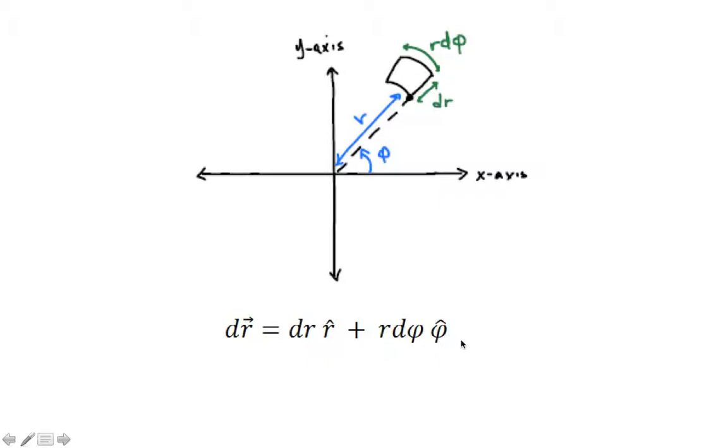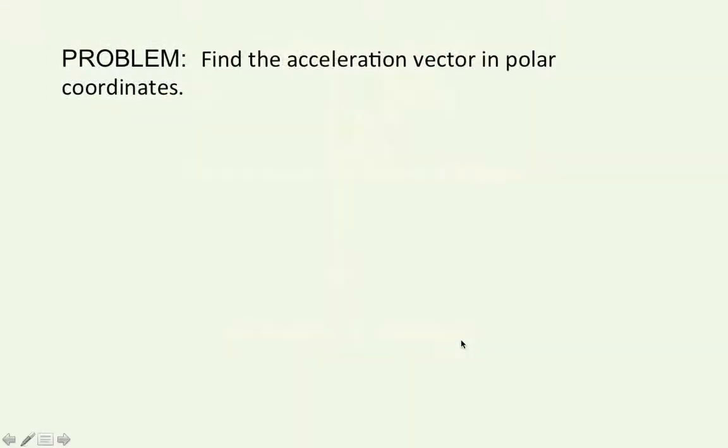Let's do some more problems to make sure that you understand what's happening. In this problem, I want you to find the acceleration vector in polar coordinates. To do this, you need to find what d phi hat dt equals.